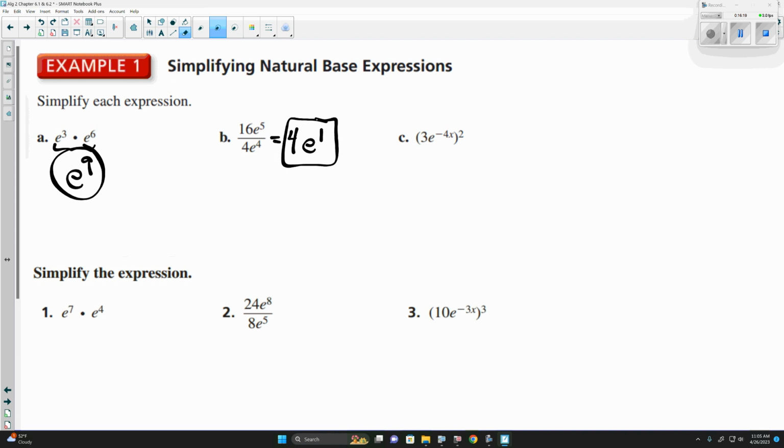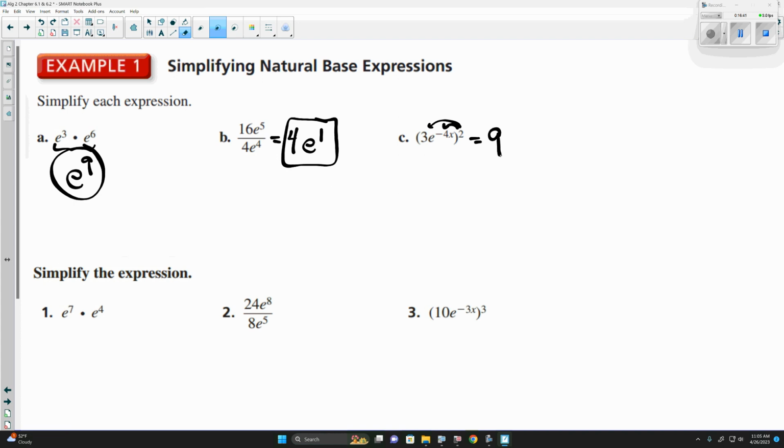Now, for us here, we're not finding the value of these. We just want it as 4e, which would work. 4e to the first would also work. Questions on any of those here? Now, the next one, we would apply this square to both, which would give us 3 squared. And 3 squared is 9. 3 times 3 is 9.